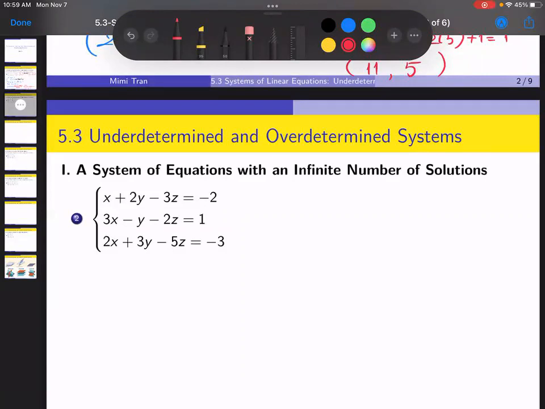Anybody have, so we know that it's an infinite solution system. The last row should be all 0. Is anyone all 0 in the last row?